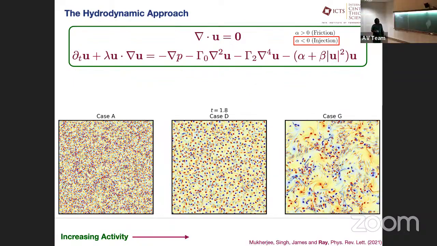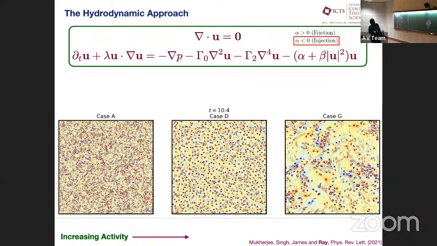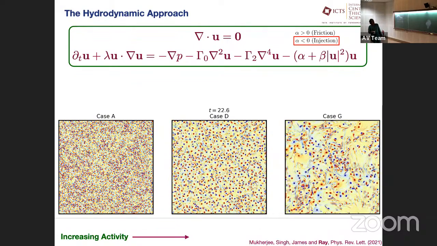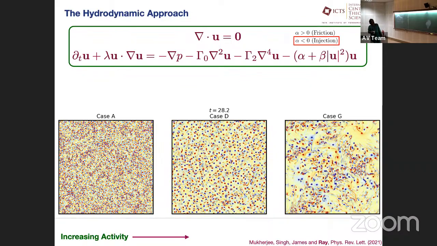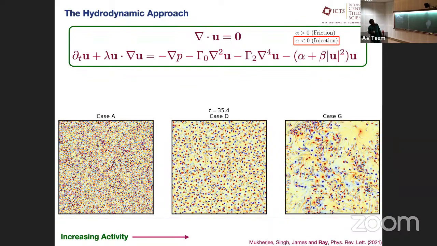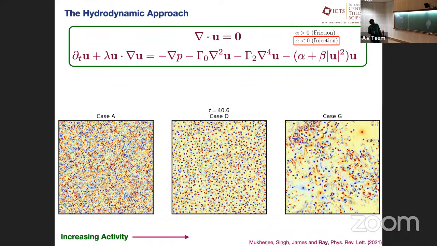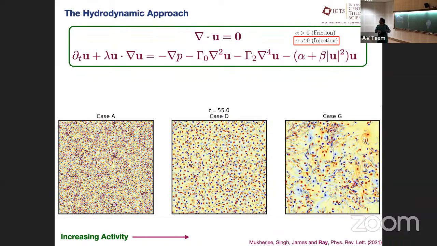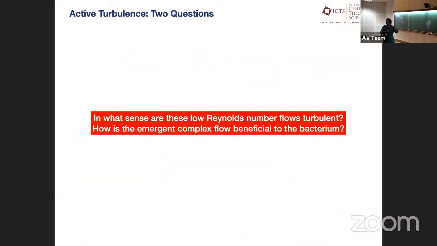So the first thing that one notices, trivially, and now I've moved away from our experiments, is that when you solve this equation and you start changing alpha, so this is a less active suspension, more active, even more active, understandably the flow looks different. The flow starts to sort of become more violent, as it were.